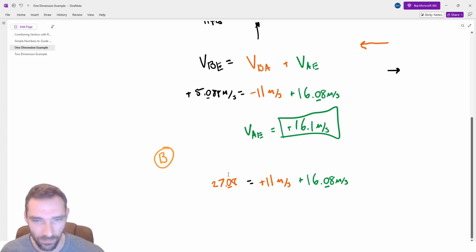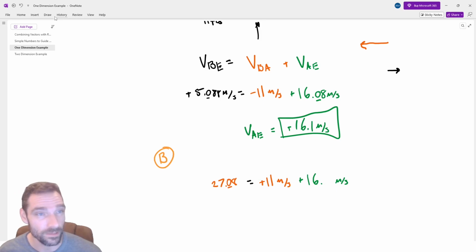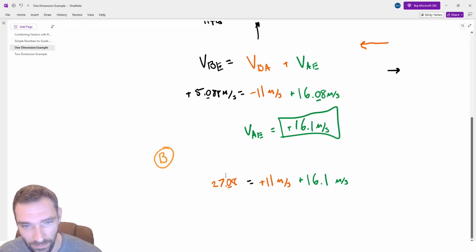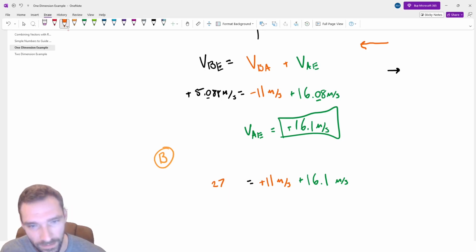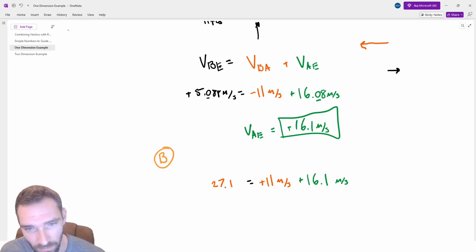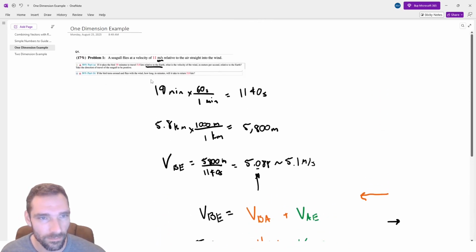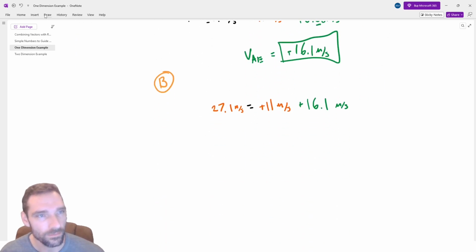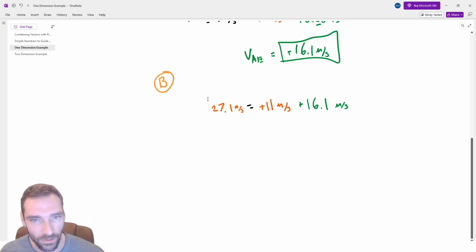Or 27.1 if we're using the reported number from part A, which is the convention with these types of problems. If you've reported one number out, you can use that as the actual number. So let's say that this is 27.1 meters per second, and then it's just a simple thing to find how long it takes to go that distance. So you've got this velocity now relative to the Earth.